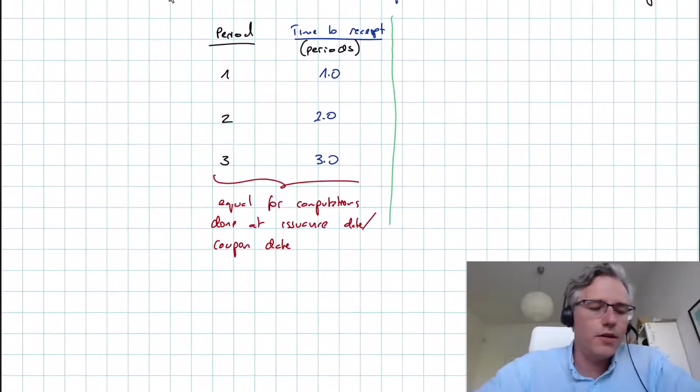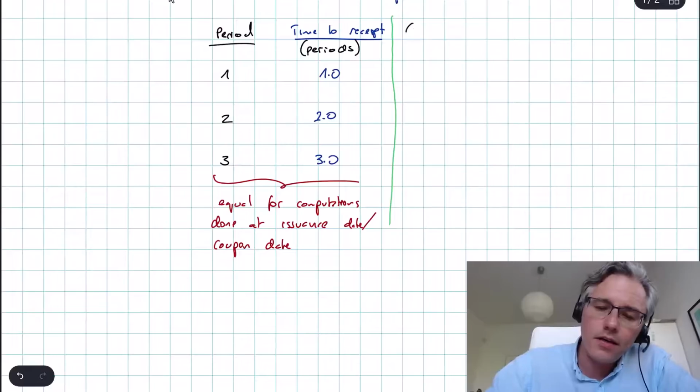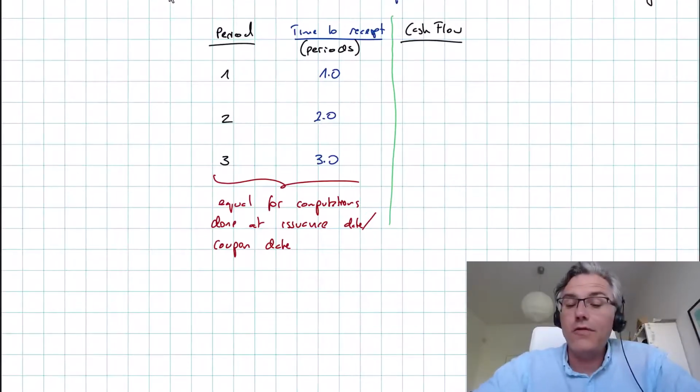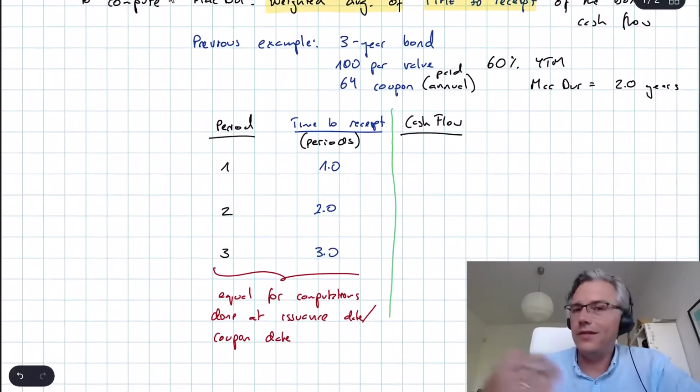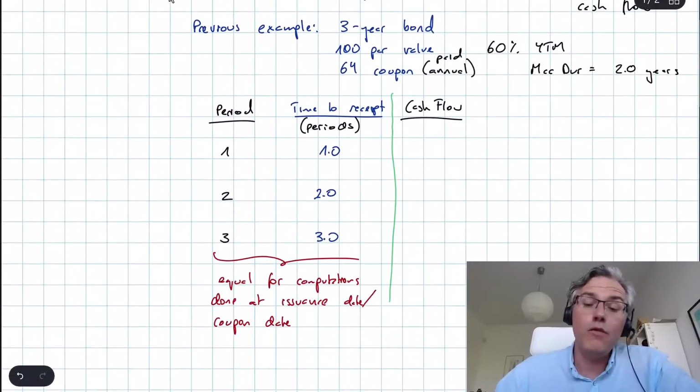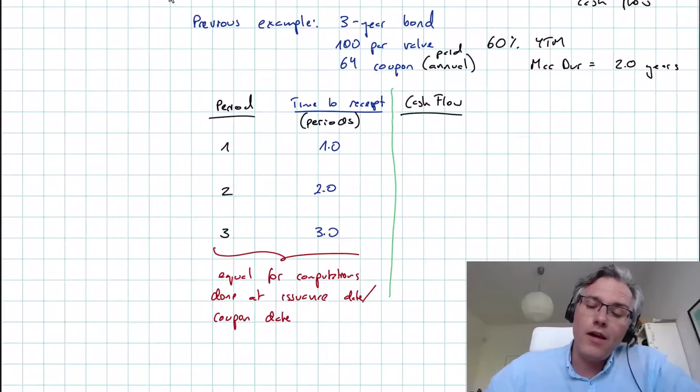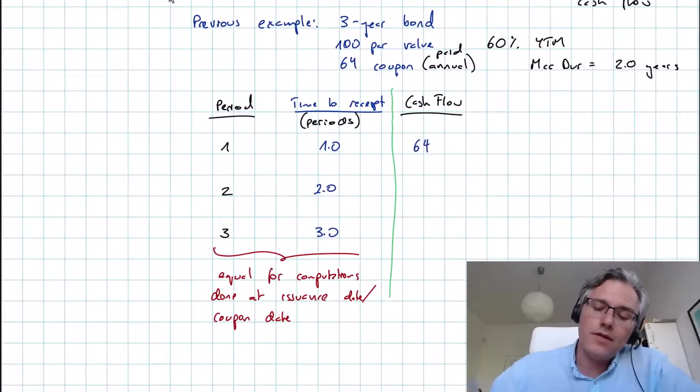Now I'm going to draw the next column, and I'm going to say cash flow. What's the cash flow which will come to the investor holding the bond at these individual moments, in these individual periods? Well, a coupon of 64 over here, another coupon of 64 over here, and finally 164 including the par value of the bond, right?